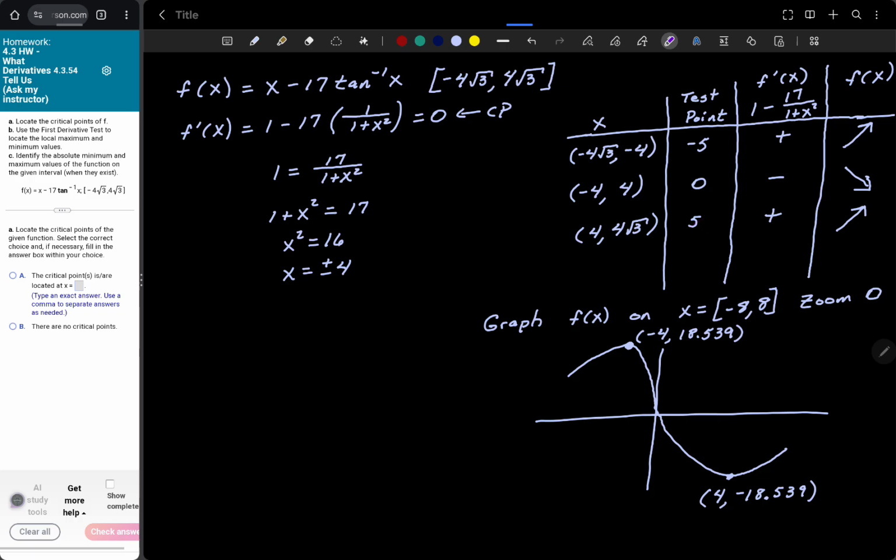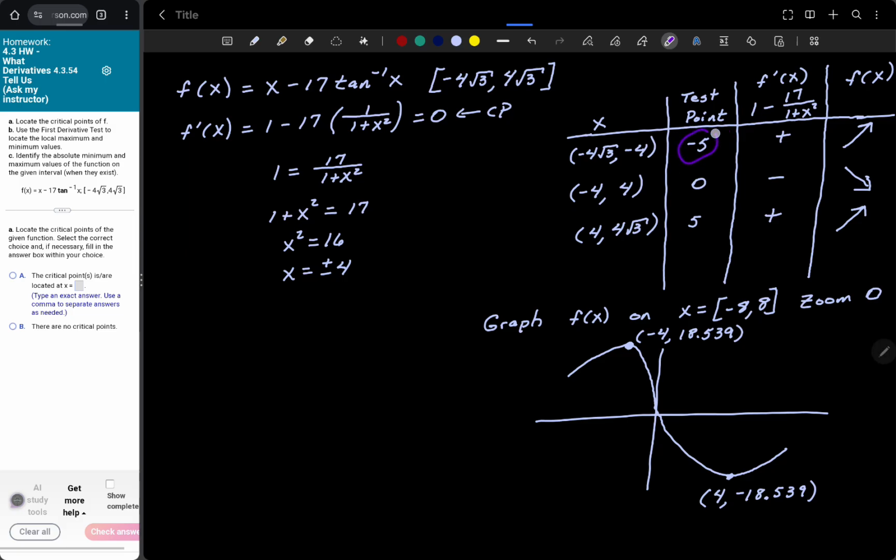Now, what we're interested in is what is the sign of the first derivative in each of these intervals. Anytime the first derivative is positive, you know your function is increasing. Anytime the first derivative is negative, you know your function's decreasing.